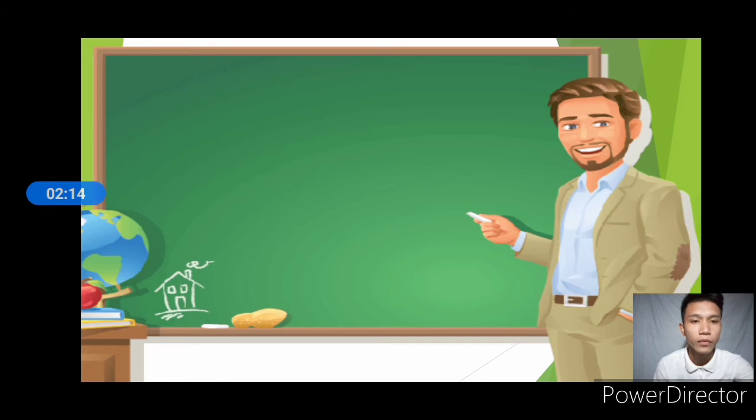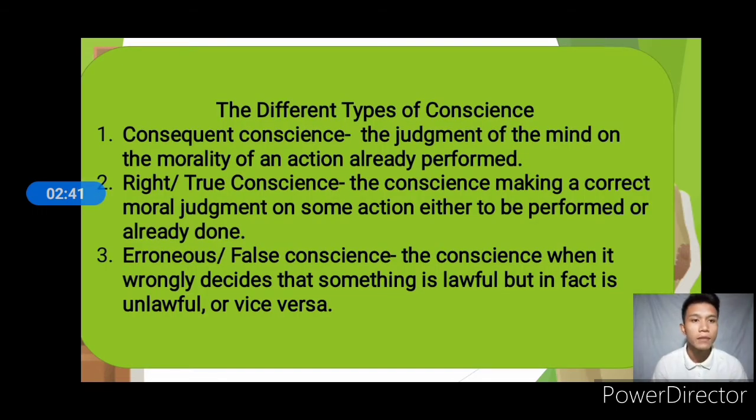We have here the different types of conscience. The first one is consequent conscience. Consequent conscience means the judgment of the mind on the morality of an action already performed. The second one is right or true conscience. It means the conscience making a correct moral judgment on some action either to be performed or already done. Next is erroneous conscience. The conscience when it wrongly decides that something is lawful but in fact is unlawful, or vice versa.